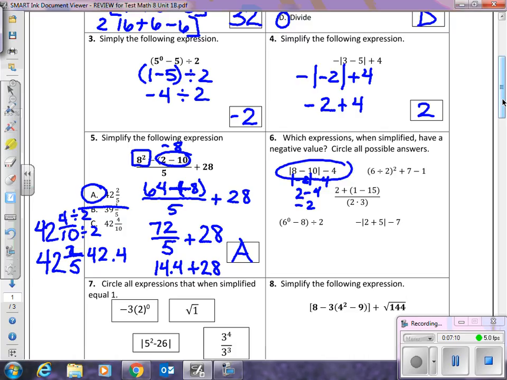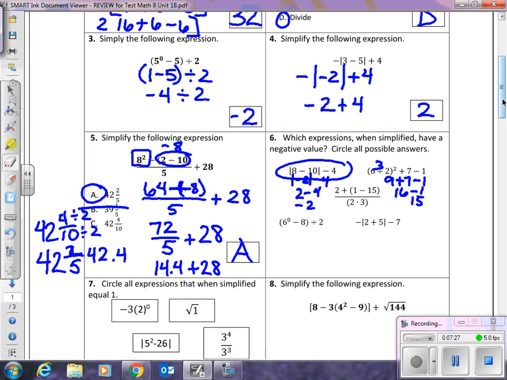If we go over to the one right beside it, 6 divided by 2 has to be done first because it's in parentheses, and that's 3. Then we can square it, so 3 squared is 9. And then we can go left to right. 9 plus 7 is 16. 16 minus 1 is 15. That's a positive answer. Do not circle that statement.